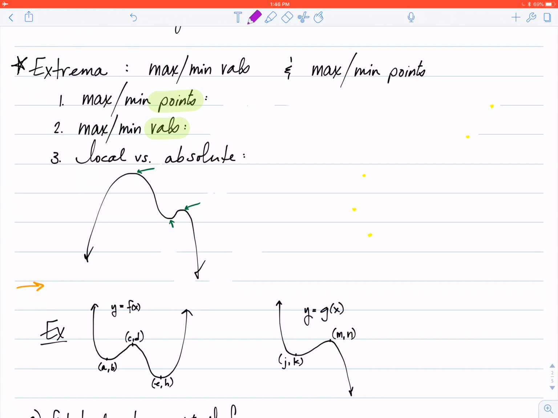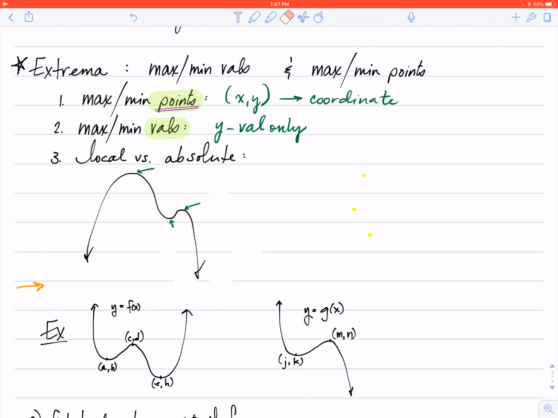So the first thing to take note of is that I'm either going to have max or min points. If I'm dealing with points, then I'm automatically dealing with a coordinate. So your answer for a maximum or a minimum point would be a coordinate. A maximum or a minimum value is only going to be a y value. We talked about this back in chapter 3.